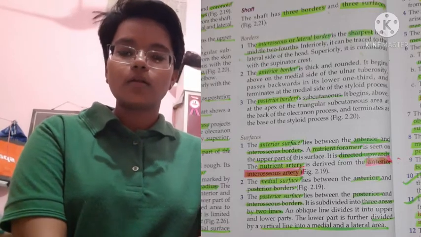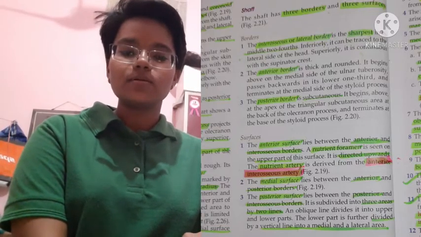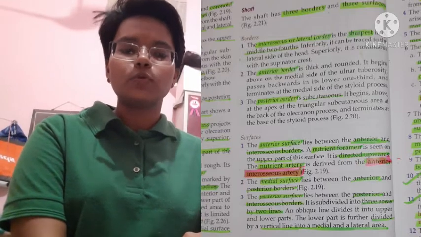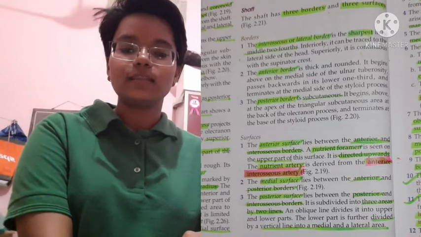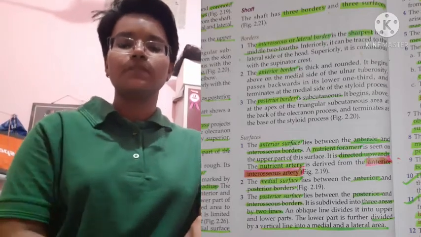The posterior border is subcutaneous. It begins above at the apex of the triangular subcutaneous area at the back of the olecranon process and terminates at the base of the styloid process.